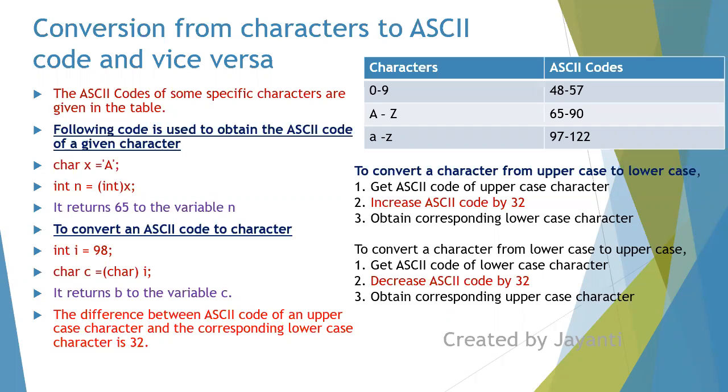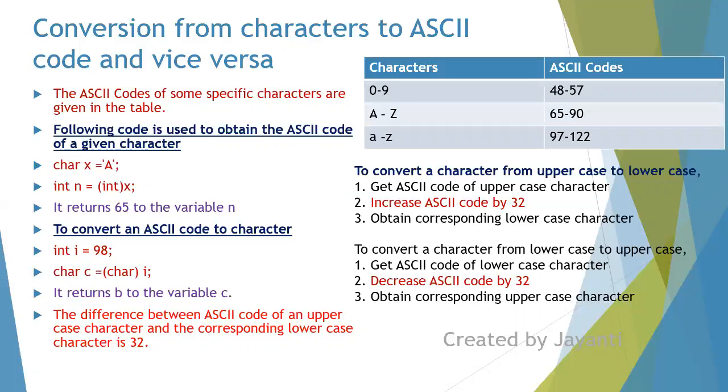Okay, come back to this ASCII code. If you notice, you have to remember this. A to Z is 65 to 90, and small a to z is 97 to 122. You need to remember this. At least capital A and small a, that you have to remember.